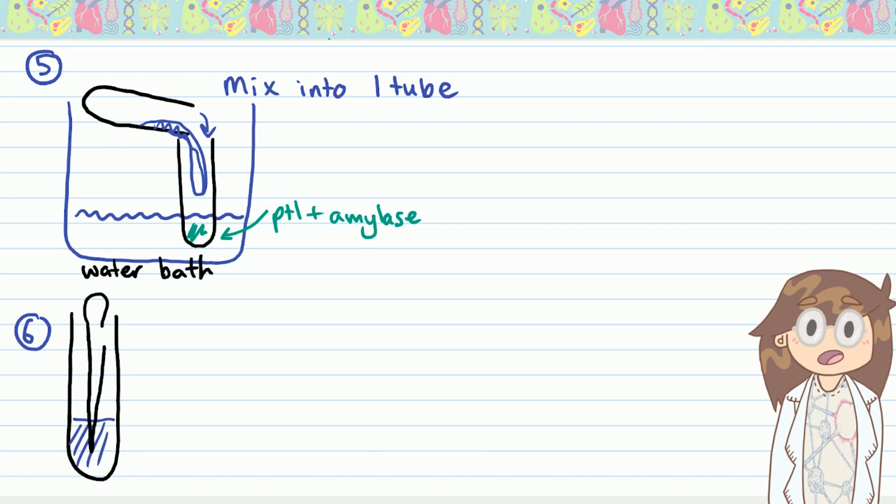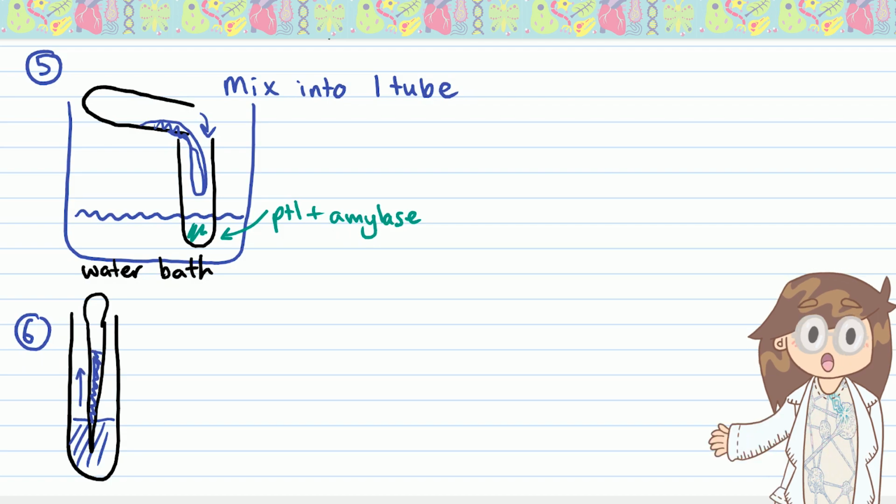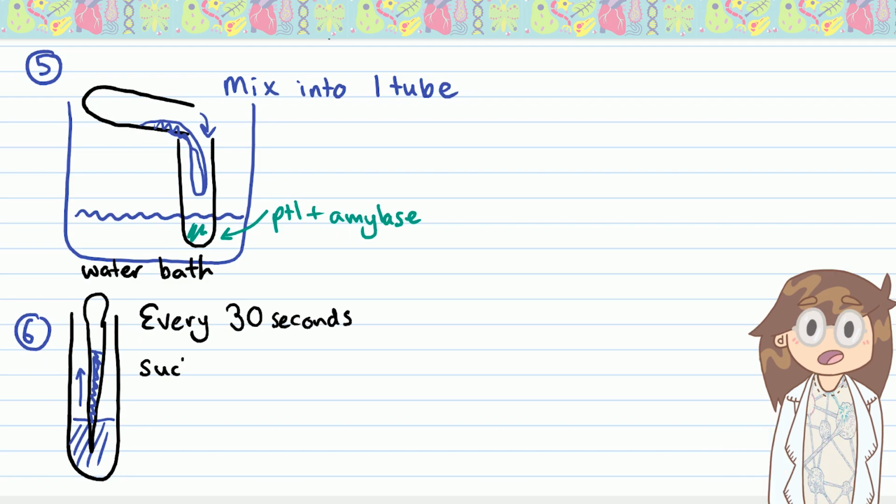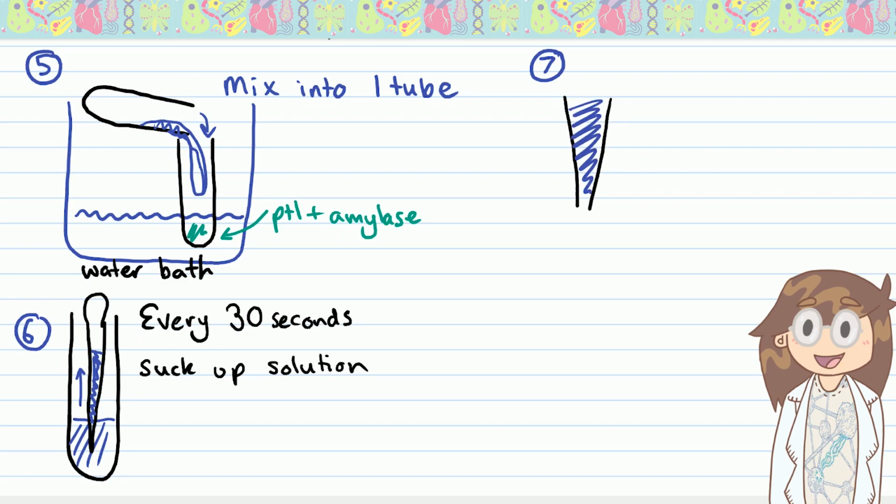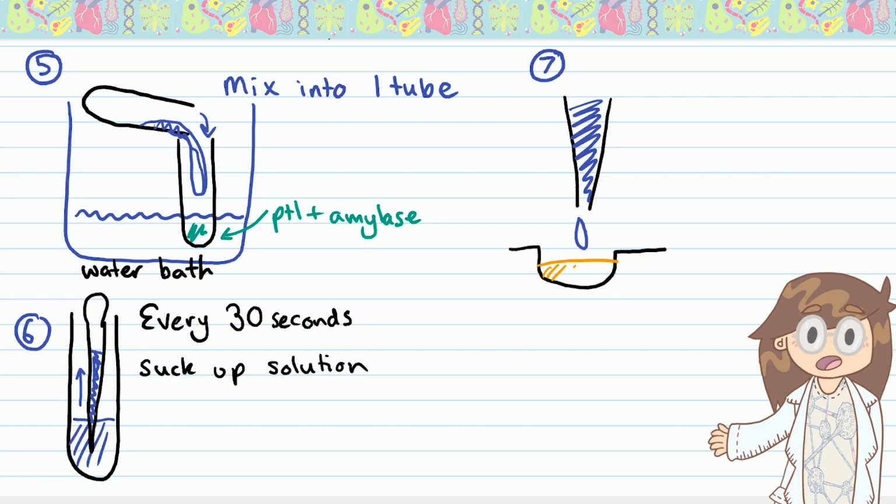Once you've done that, this is where things get precise with timings. So the next steps have to be done pretty quickly. You need to mix the two boiling tubes together, so you can either pour the amylase pH mix in with the starch, or the other way around, doesn't matter. But as soon as you've done that, you need to start a timer, and every 30 seconds you're going to suck up some of the solution and then place 1 drop into one of your spotting tile dots. Then you need to replace the solution back into your boiling tube.